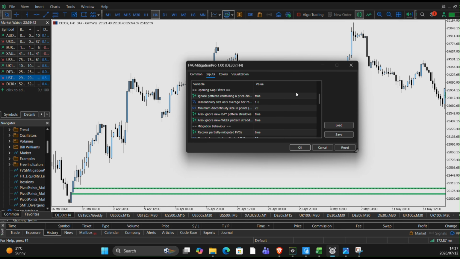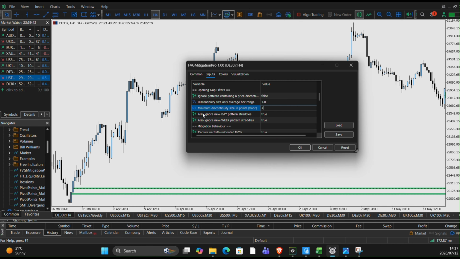So going into the settings, we have the optionality to ignore patterns containing price discontinuities. Currently it was on true. If you want to see them, put it on false. Then this discontinuity size as a X average bar range, it's always just best to keep that as 1, but you can play with it and see what it does. I don't mess with that. I keep it as 1. Minimum discontinuity size in points. This is generally how big this gap should be before it starts considering the fair value gap. Obviously, as small as possible, so let's just keep it as 1 for now.